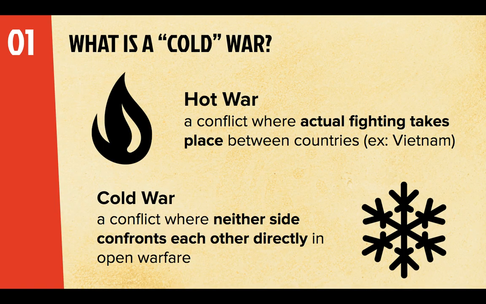So box number one, what is a Cold War? In every war we've talked about so far in this class, it's been a hot war. It's been a war where actual fighting has taken place between countries. Like in the Vietnam War, we had different sides fighting and shooting each other. That is a hot war.